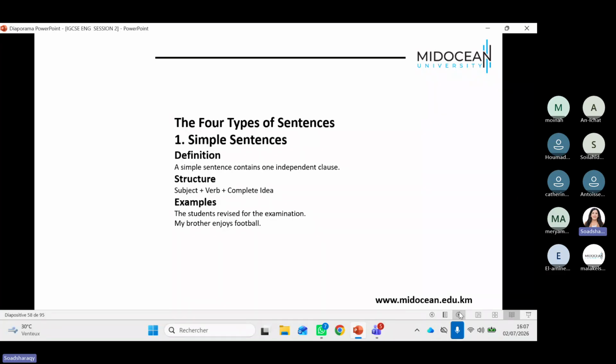You have 4 types of sentences. Number 1, simple sentence. Okay, definition. A simple sentence contains one independent clause. The structure: subject plus verb plus complete idea. For example, the students revised for the examination. My brother enjoys football.